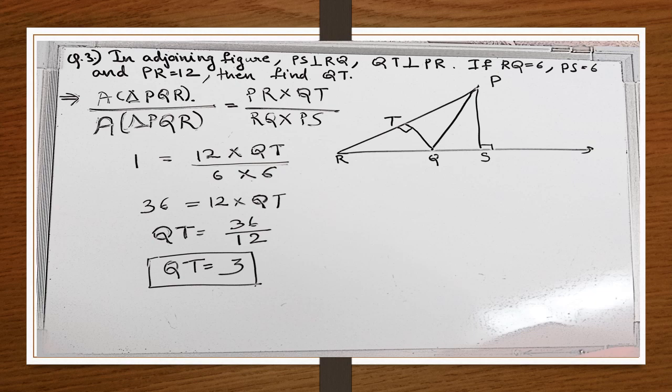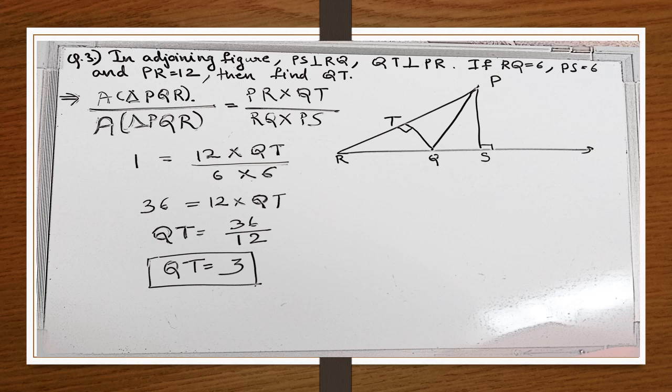If you observe, PS is the height of the triangle when we take RQ as base, and QT is the height of the triangle when we take PR as the base of the triangle. Okay, now in either way, the area of the triangle PQR will be the same. Whichever base and the corresponding height you choose, the final answer has to be the same. Alright, and we are going to use this fact to find the value of QT.